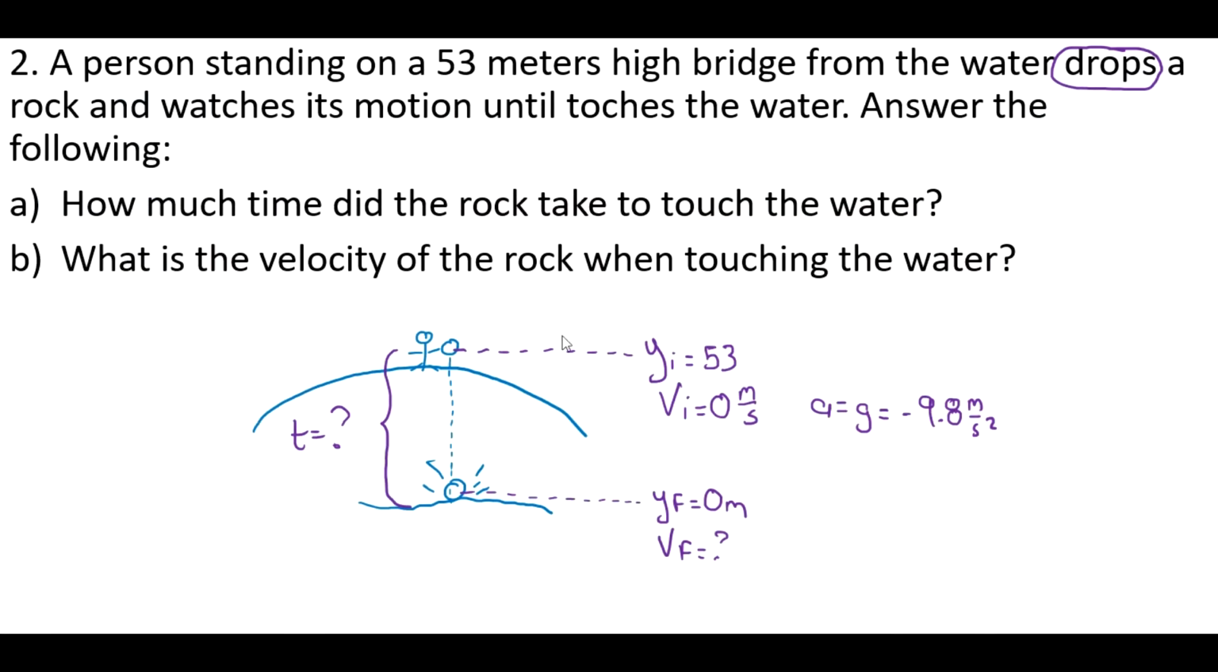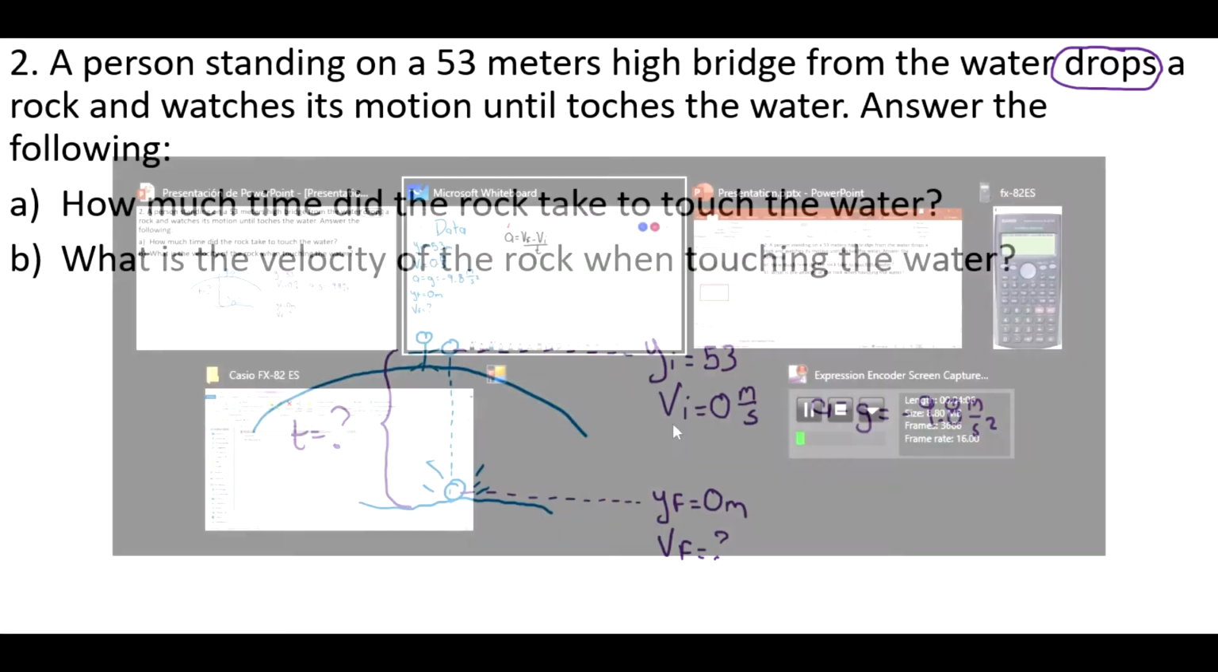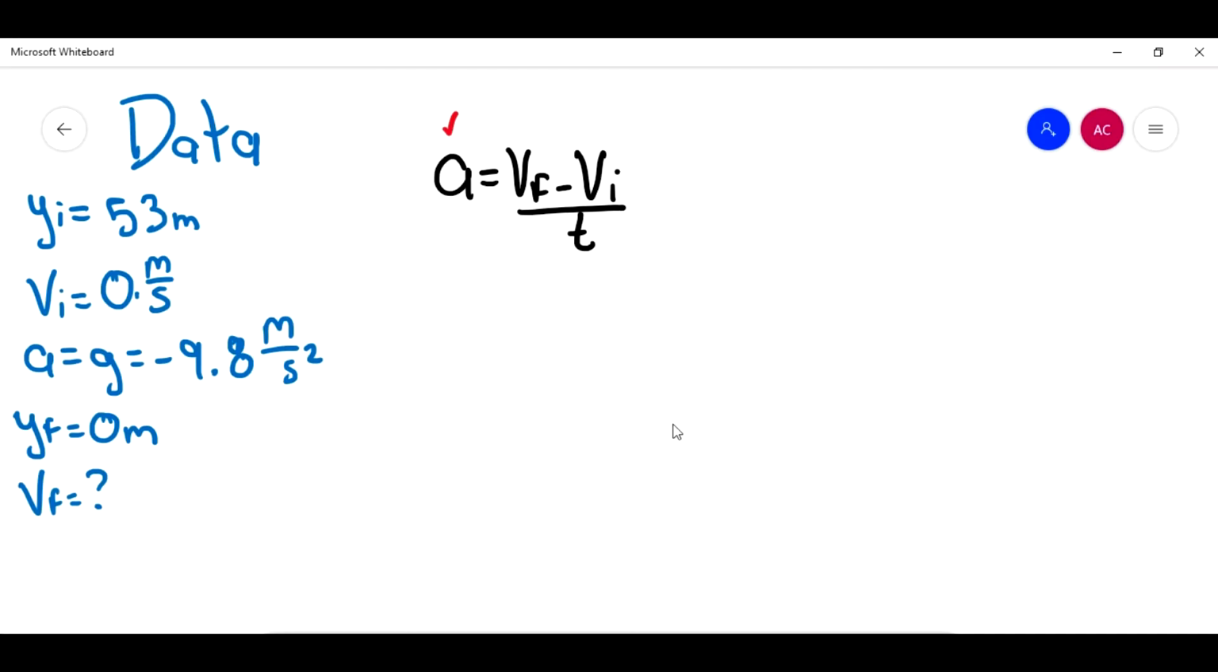Remember that it's free fall, so the final velocity will be negative because, remember the reference system, everything that goes down is negative. So final velocity, no, I don't have it. Initial velocity 0, yeah, I have it. And time, nope, I don't have it. So remember, if an equation has 2 or more cross marks, I cannot use that equation.